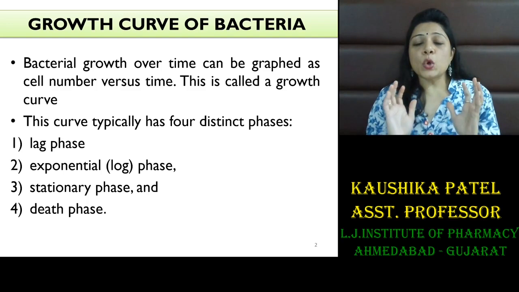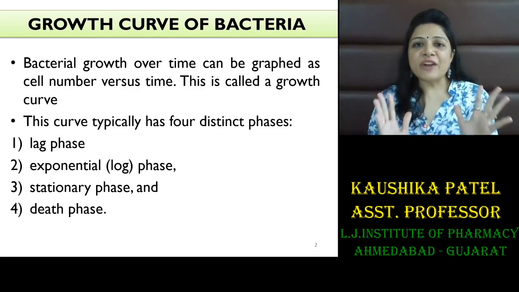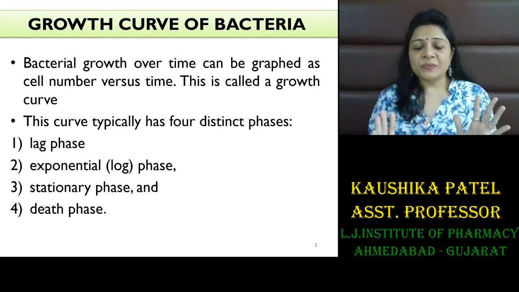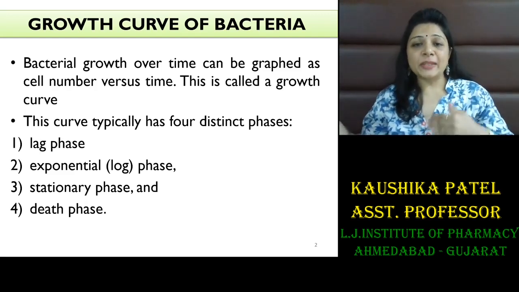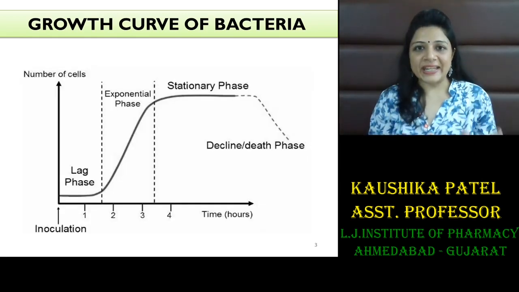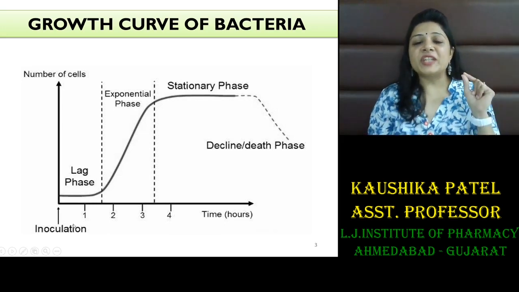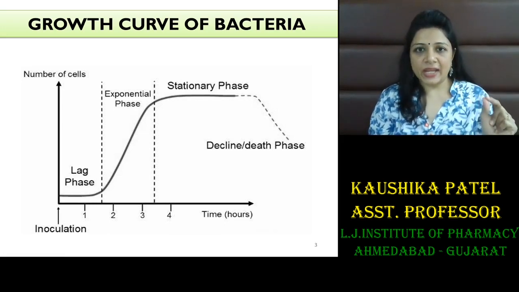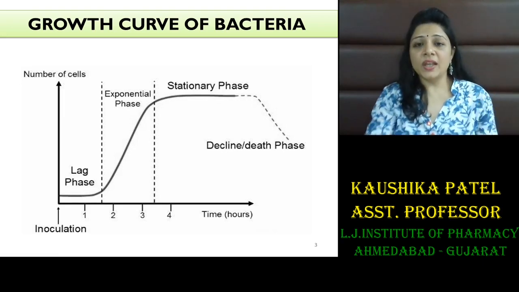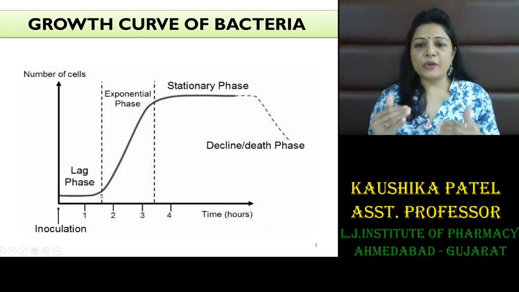Okay, so when we want to describe the growth curve of bacteria, we have to plot a graph of cell number versus time, and different phases of growth can be shown in that graph. Here you can see the growth curve of bacteria. The number of cells is plotted against time. Zero time indicates the time of inoculation of bacteria on the growth medium. Four different phases are observed. First is the lag phase, where you can see that there is no increase in the number of bacteria.